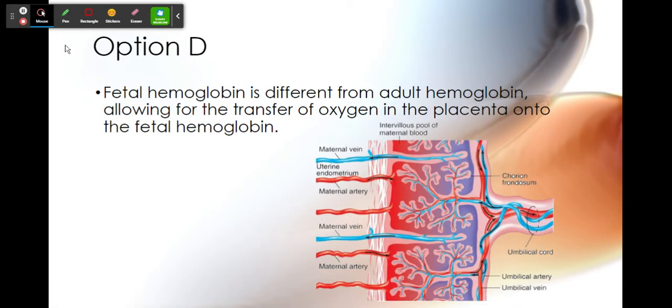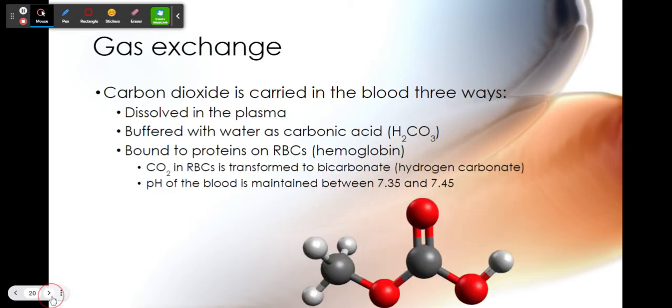And here's just another look at the fetal hemoglobin and maternal hemoglobin. So all of this transfer of oxygen is going to take place in the placenta. So we've got mom's blood and fetal umbilical cord vessels. And that gas exchange can just occur because the fetal hemoglobin is like, give me that oxygen. It's pretty amazing.